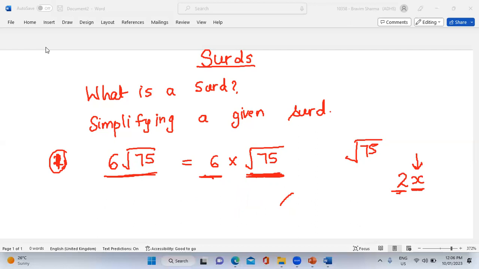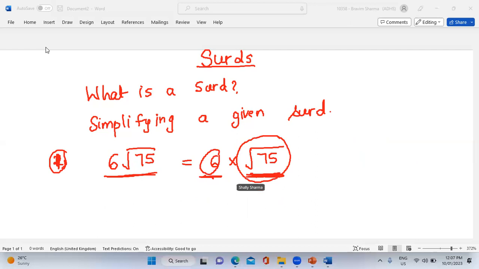Now we have to write it in the most simplified form. Here 6 is multiplied by square root of 75. 6 is a simple number, we cannot make any changes to this. But if we look at square root of 75, there is a chance we can simplify it. Again, we have two methods. I'm going to focus on the first method where I write the square numbers up to, let's say, 100. So 1, 4, 9, 16, 25, 36, 49, then we have 64, 81 and 100.